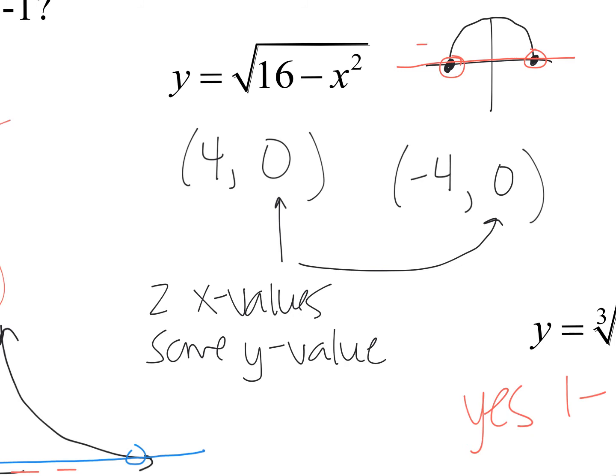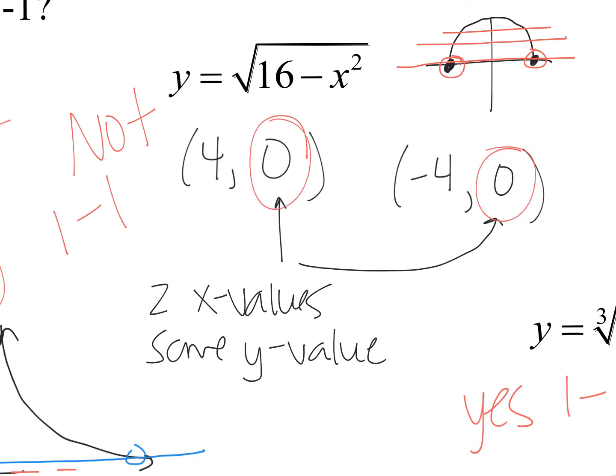There's my two y values. It also doesn't pass here. It doesn't pass here. So this is not one-to-one. And that's because I got the same y value for two different x values, which made it not pass the horizontal line test. So that is a really hard example and some things that I just want you to start thinking about.